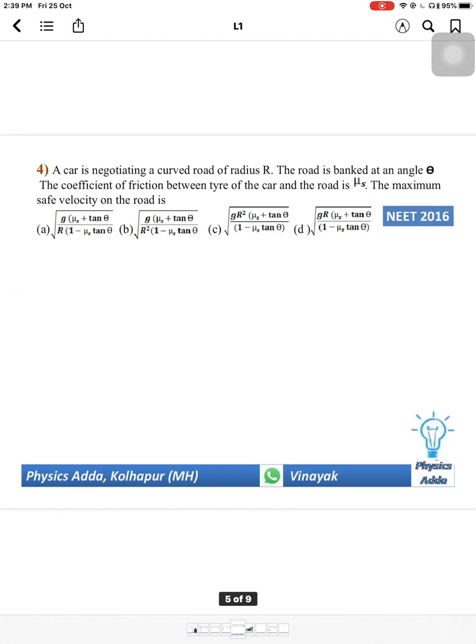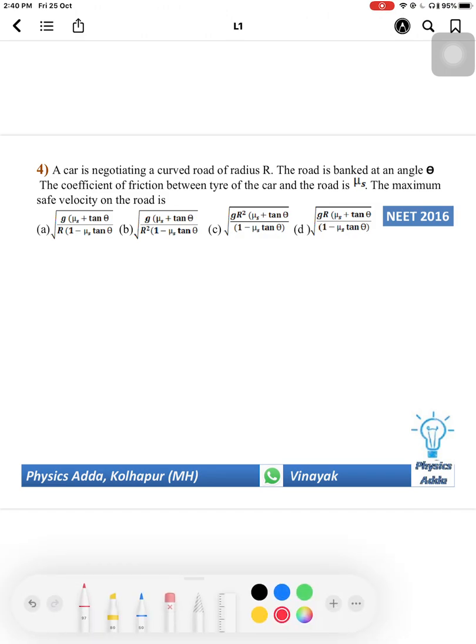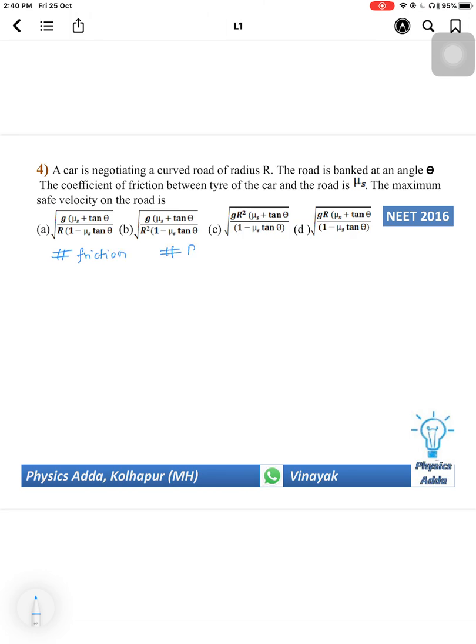Next question is question 4. Now this is a very interesting question. So what concepts do you need to understand if you want to solve this problem? The first concept is friction. The second concept is banking of roads.